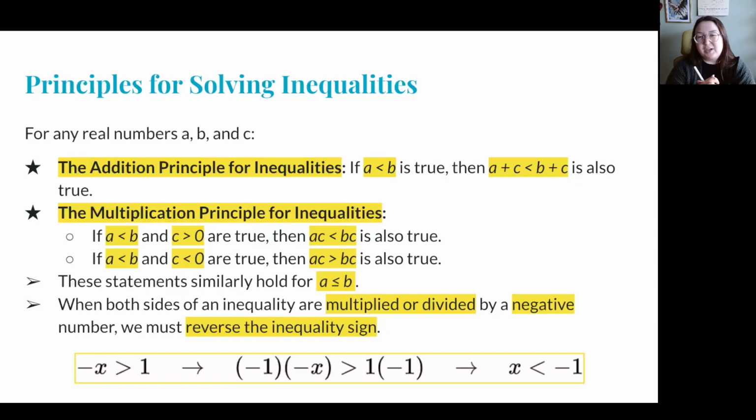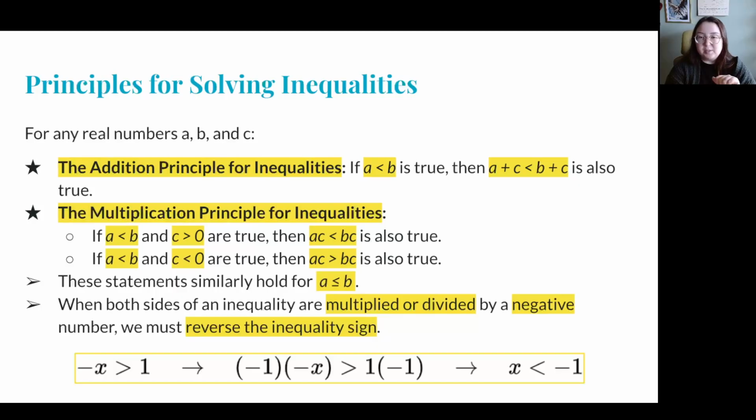Then we have the multiplication principle for inequalities. We say if a is less than b and c is greater than 0 are true, meaning that a is less than b and c is positive, then a times c is less than b times c is also true. So if a was less than b and c was positive, then multiplying c to both sides keeps the inequality the same. So a times c is less than b times c. But if you have a is less than b and c is negative, it's less than 0, then your inequality will switch. So you had a was less than b, but c was negative, and so when you multiplied both sides by c, it turned into a times c is greater than b times c. So starting less than turned greater than because you multiplied both sides of your inequality by a negative number. That's what you want to keep in mind.